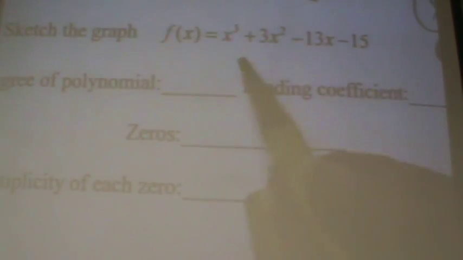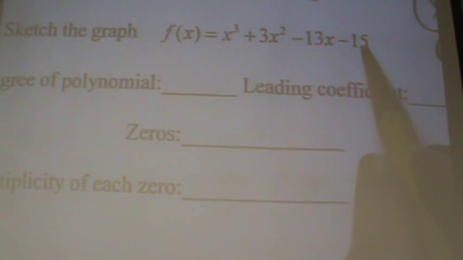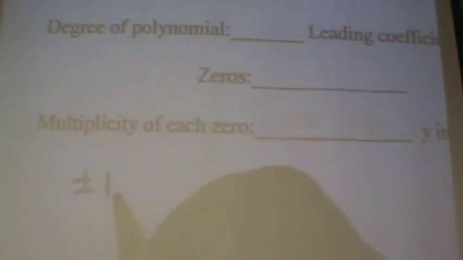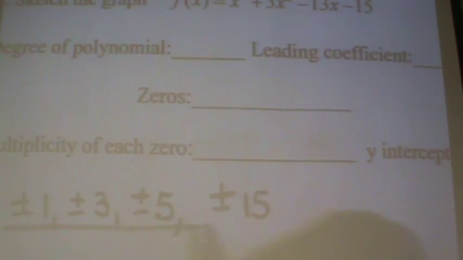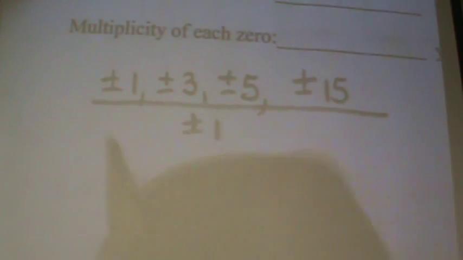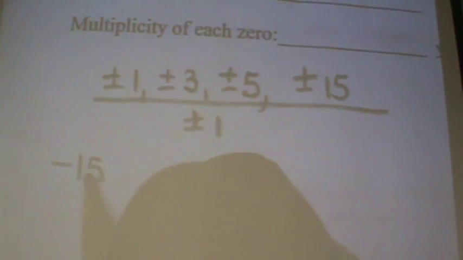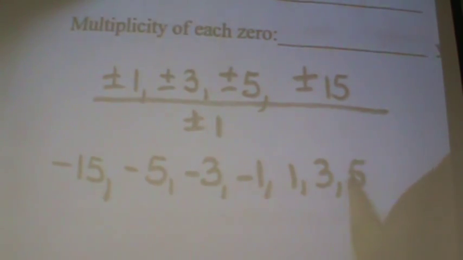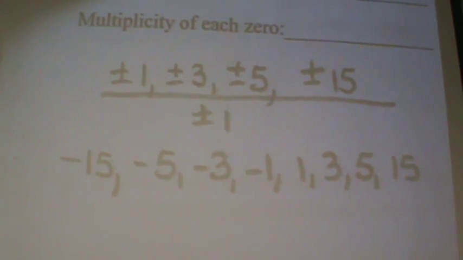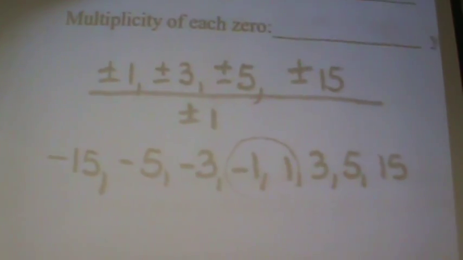Next one. Again, we have to do P over Q. Well, what are our P factors? 1, 3, 5, and 15 over plus or minus 1. So what are your factors? Well, starting from the left, negative 15, negative 5, negative 3, negative 1, and then we have 1, 3, 5, and 15. Definitely start right here in the middle.